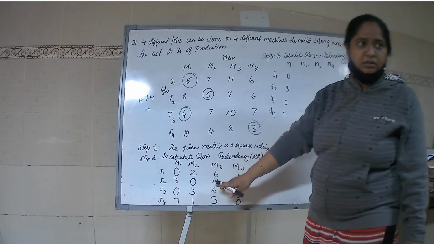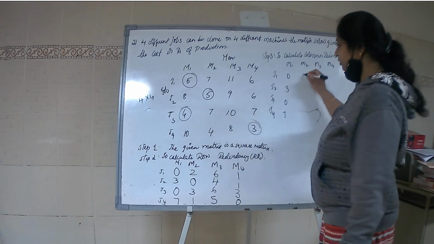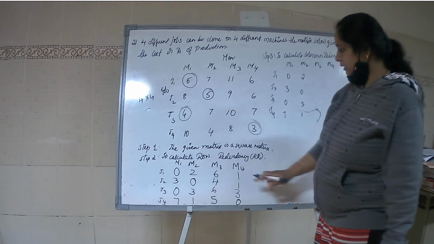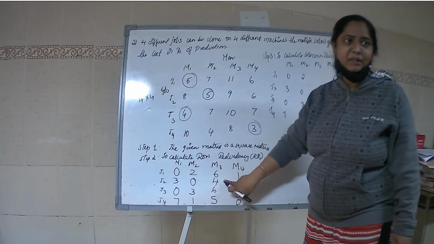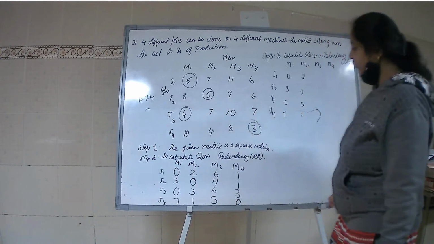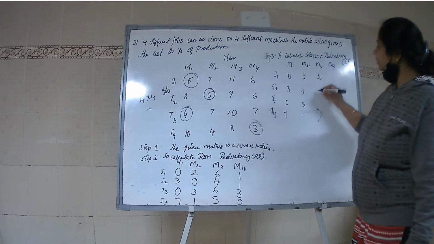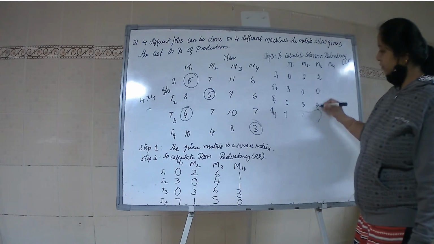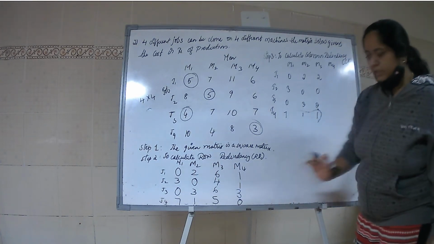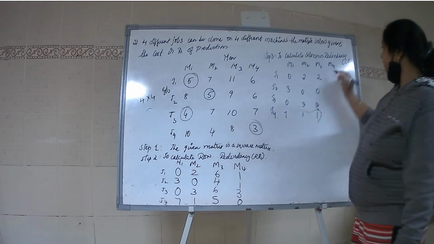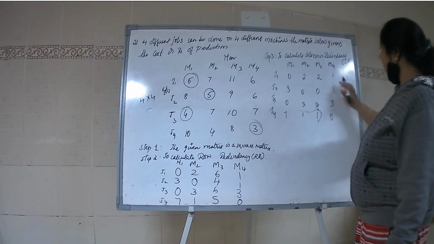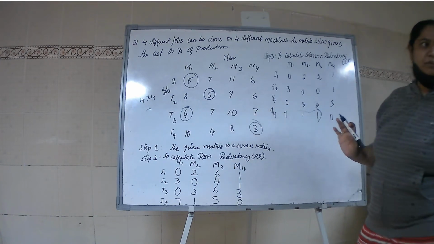Next is also again 0, so 2, 0, 3, 1. Next, in this column, 4 is the minimum value. So here it is 2, 0, 2 and 5, 1. Then next is again 0, so 1, 1, 3, 0. So far clear?